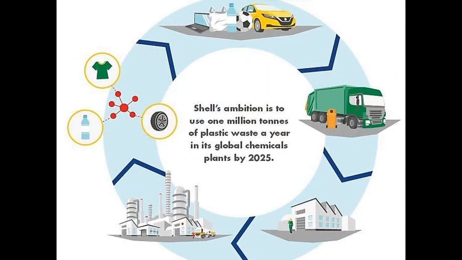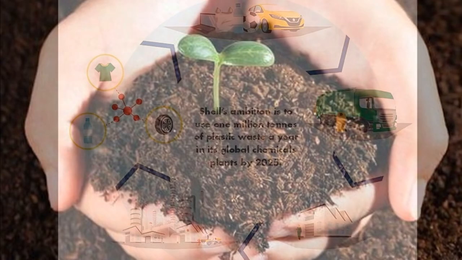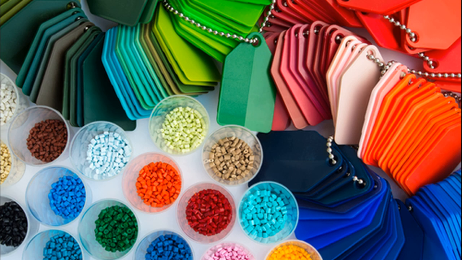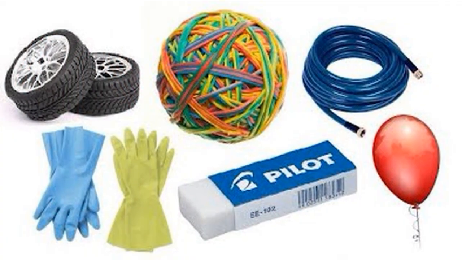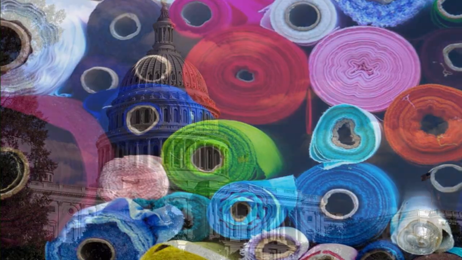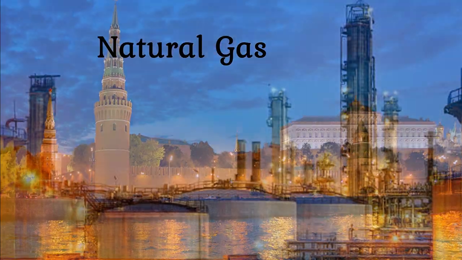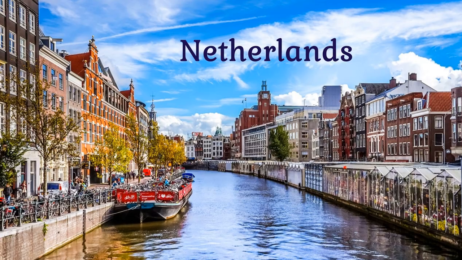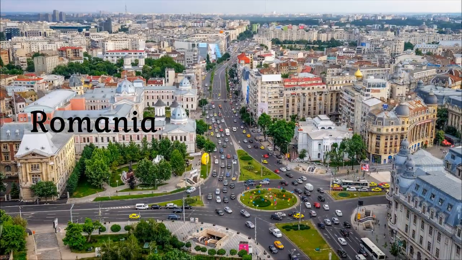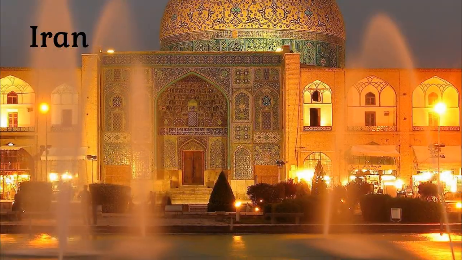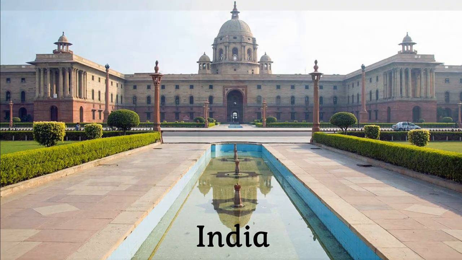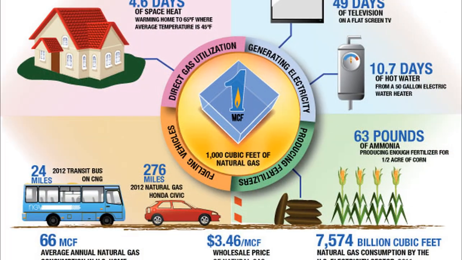It is also used as a raw material for the manufacture of fertilizers and petrochemicals like plastics, synthetic rubber, and artificial fibers. The USA has the world's largest reserves of natural gas. Russia, Netherlands, Germany, Romania, China, Iran, Mexico, and India are other important producers.